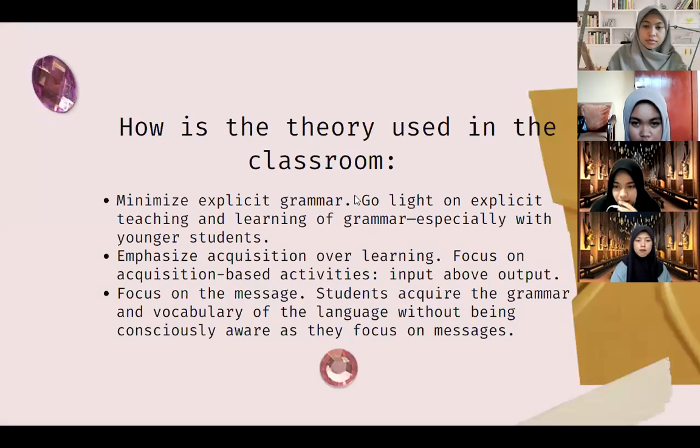It's about how the theory is used in the classroom. First of all, before teachers decide to use this theory in the classroom, they have to recognize that learning and acquisition are different, as mentioned by my friends before. So first, the teacher minimizes explicit grammar, going light on explicit teaching and learning of grammar, especially with younger students. It will be better if the teacher explains in implicit ways so that the students will not forget it in a short time.